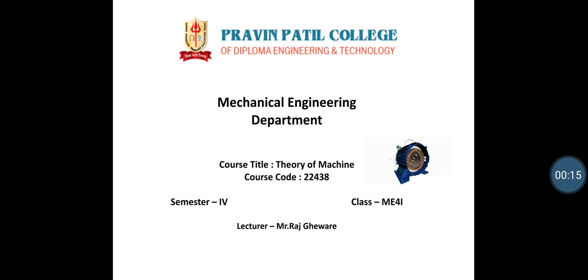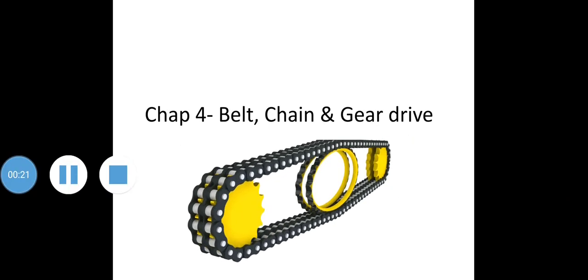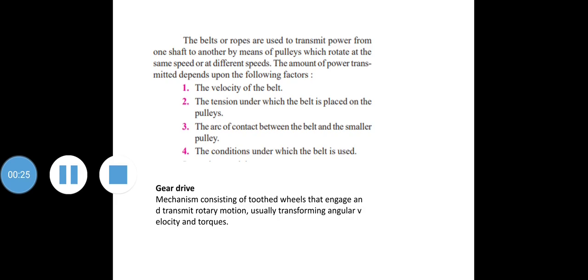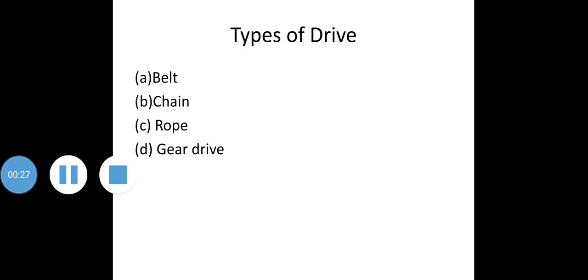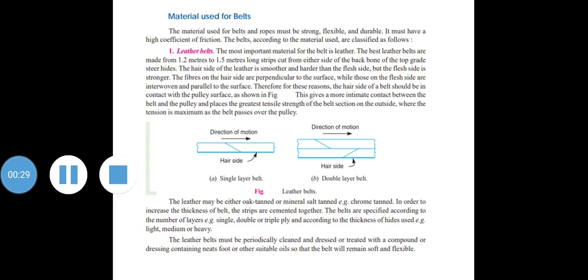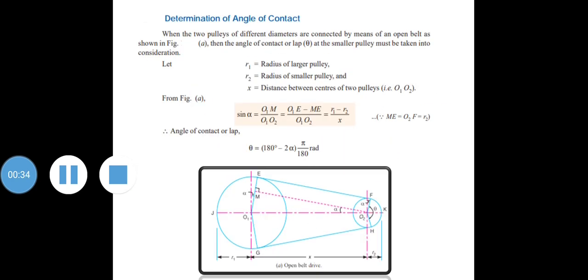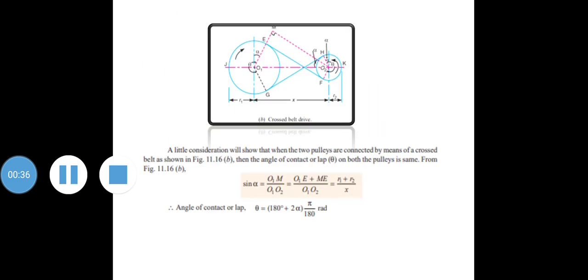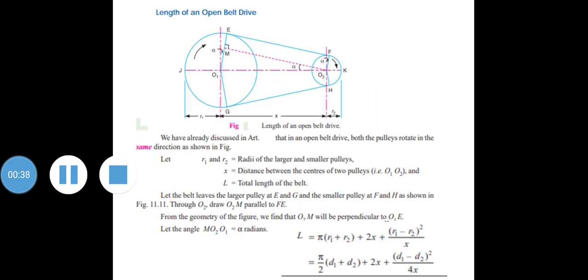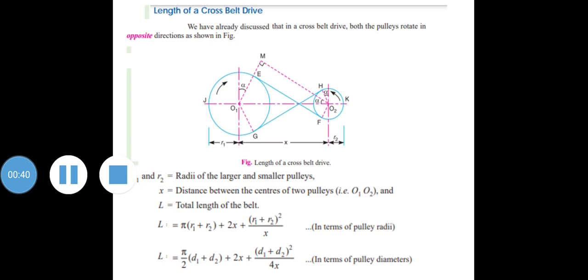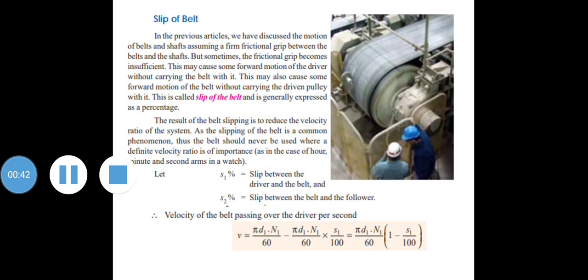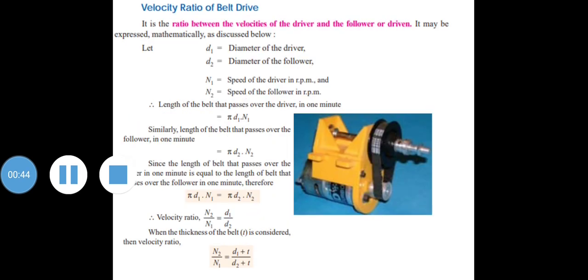We are looking at the subject Theory of Machines. In this subject we have started with chapter number 4, Belt, Chain and Gear Drive, and in this we have discussed various types of drives. We have seen types of belts, material used, flat belt, cross belt, compound belt. We have determined the angle of contact, length of open belt, length of a cross belt, and creeping of a belt along with slipping of a belt.